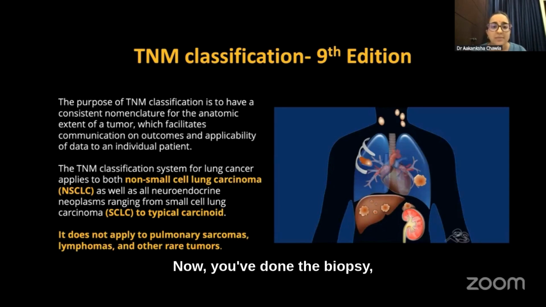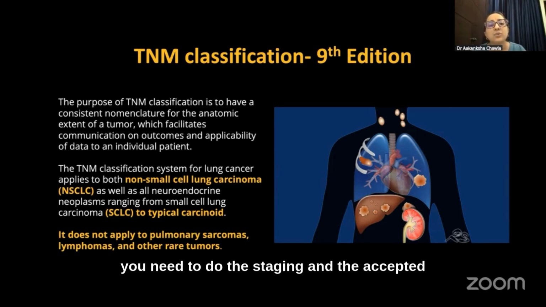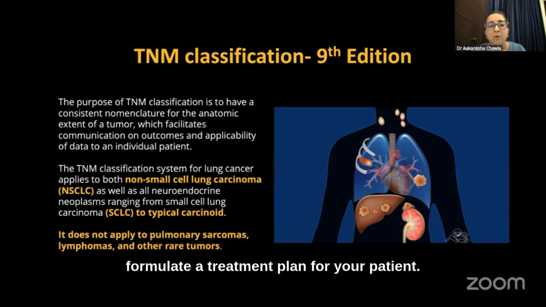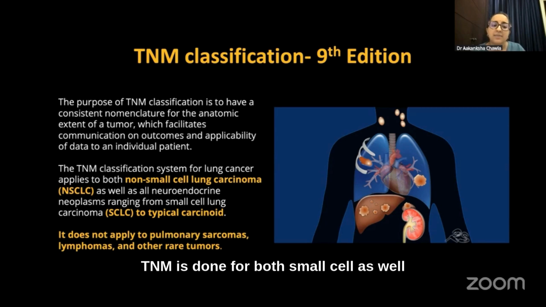Now, you've done the biopsy, you found out the tumor, you need to do the staging, and the accepted staging is the TNM classification. The latest is the 9th edition. The classification not only helps you to stage, but it also helps you to understand and formulate a treatment plan for your patient. And it also helps in prognostication as well, which is very important. TNM is done for both small cell as well as non-small cell lung cancer. It does not apply to pulmonary sarcomas, lymphomas, and other rare tumors.